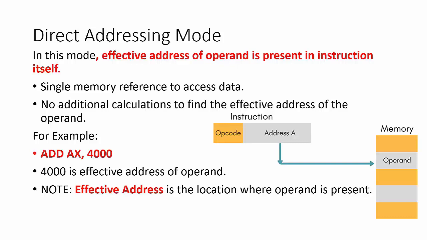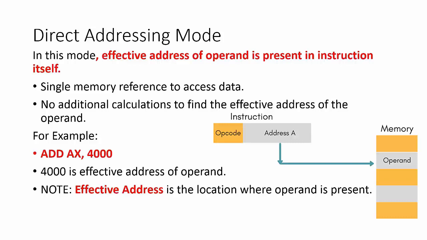There is no additional calculation needed to find the effective address of the operand. As we discussed in the earlier classes, we can calculate the effective address of the operand via the formula: base address plus offset address is equal to effective address. In the direct addressing mode, there is no need to calculate the effective address. The effective address is actually part of the instruction itself. For example, ADD AX comma 4000. Here 4000 is the address of the operand.